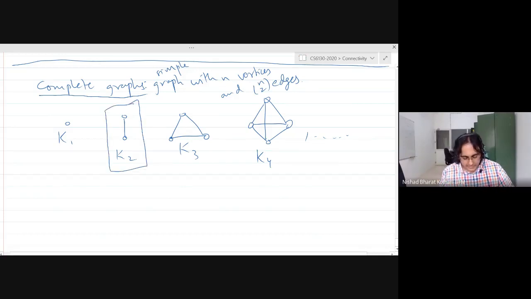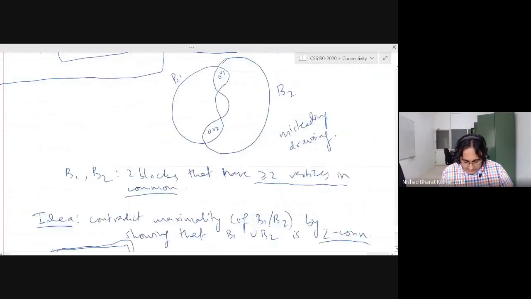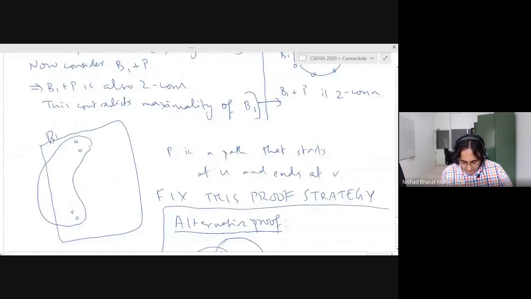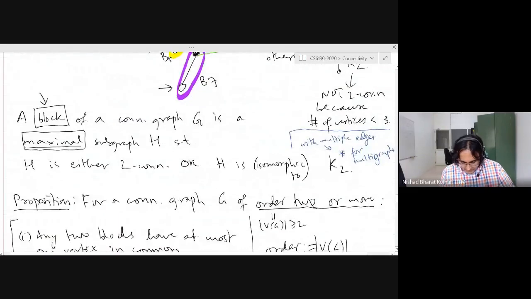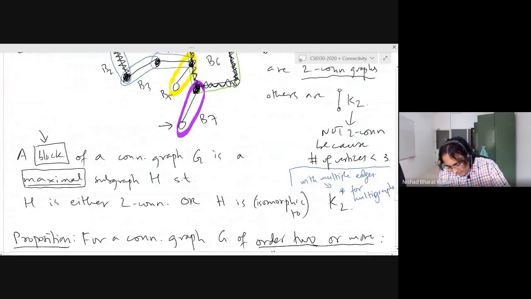And the reason we have to make an exception for K2 is because K2 is not 2-connected, right? Remember that K2 is not 2-connected because for 2-connectivity, the number of vertices has to be at least 3.